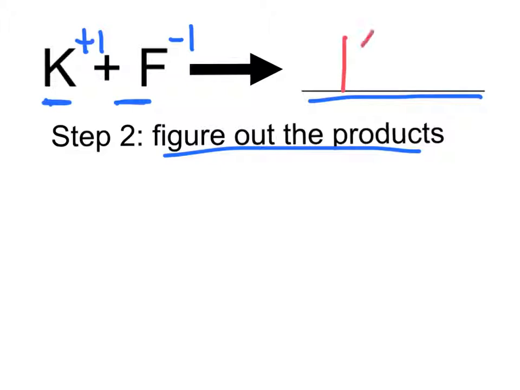It would be KF. If it helps you to put a 1 here, indicating that you only need one of each, that's fine. However, it's not needed. You don't have to put that there if that does not help you.